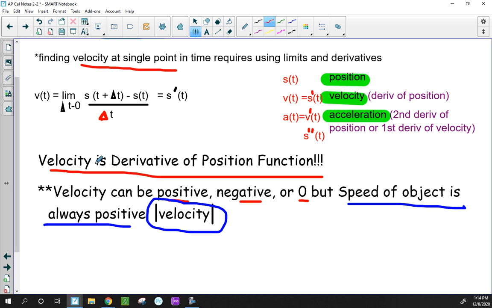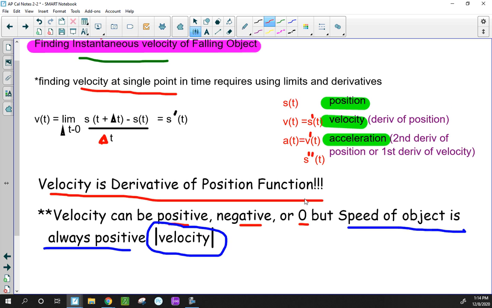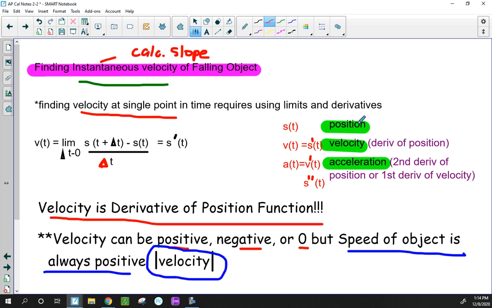If they're asking you to find the velocity of an object, they're asking you two things, actually. How fast is the object going, and what direction? So it can be positive if the object's moving up, negative if the object's falling or moving down, 0 if the object's staying still. Position, velocity is the derivative of position, acceleration is the derivative of velocity. Last thing, when you hear instantaneous velocity, they're wanting you to consider calculus slope.